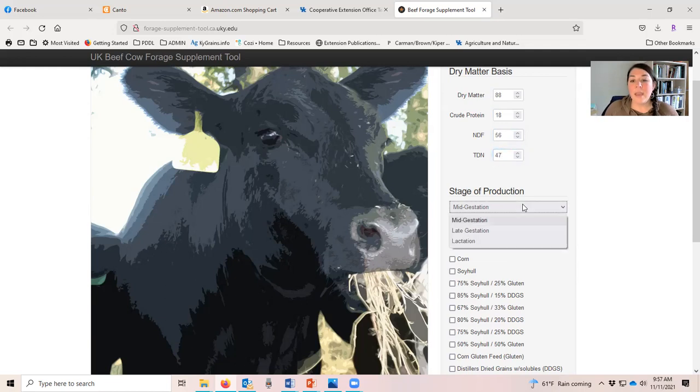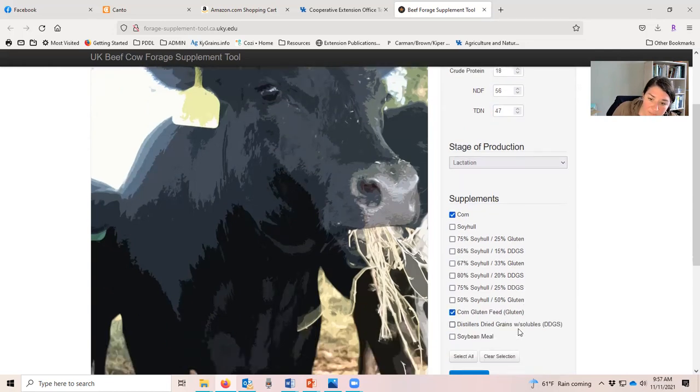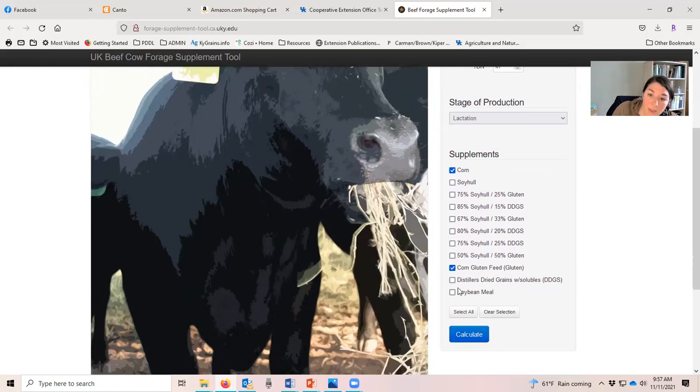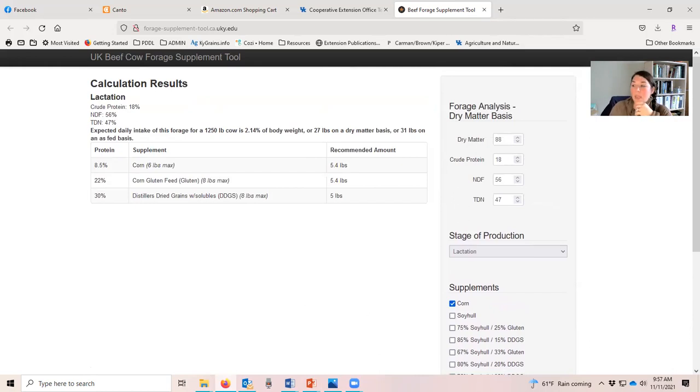And for early lactation, so stage of production, I'm going to say I've got some corn on hand and I've got some corn gluten feed, and maybe even some distillers dry grains. Let's just see what this says we can utilize. It's going to throw in here a calculation result for lactating, and this is assuming a 1,250 pound cow. So we're looking at 1,300, give or take 50 pounds, so you may have to feed her just a little bit more.